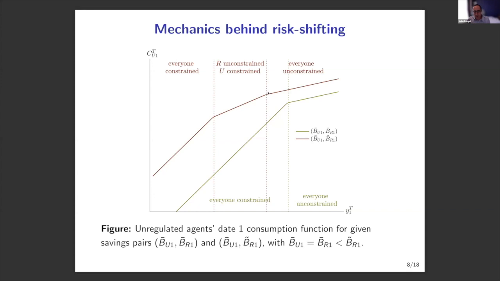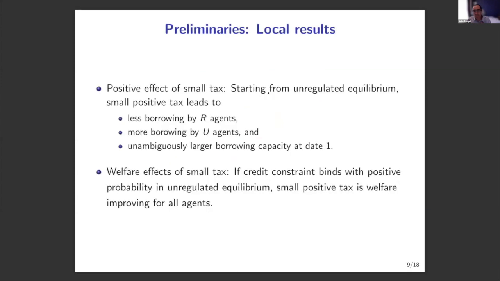Okay, so the way we proceed, we start by establishing a couple of preliminary results. So on the positive side, we show that if we introduce a small tax, starting from the competitive equilibrium, so think about taxing regulated agents, what happens? So the positive effect of this tax is going to be that we'll have less borrowing by regulated agents, which is sort of expected, more borrowing by unregulated agents, as I just explained. But in the aggregate, we'll have an unambiguously larger borrowing capacity at day one.